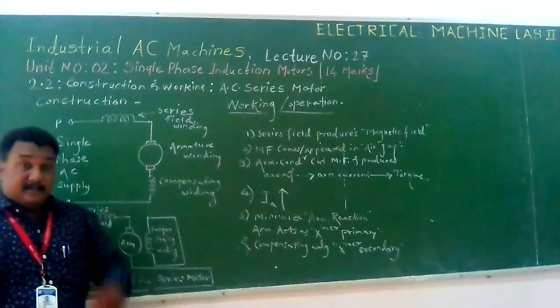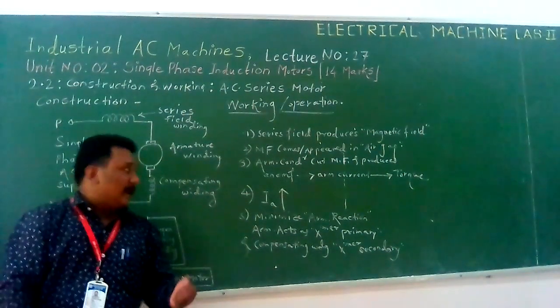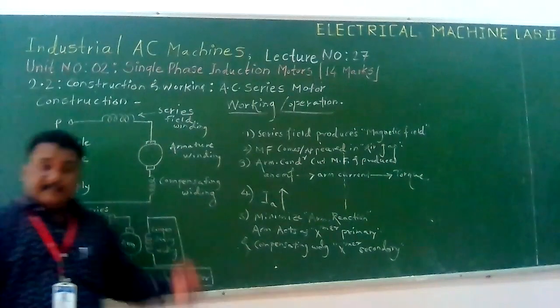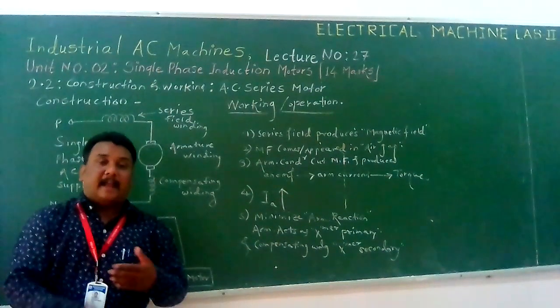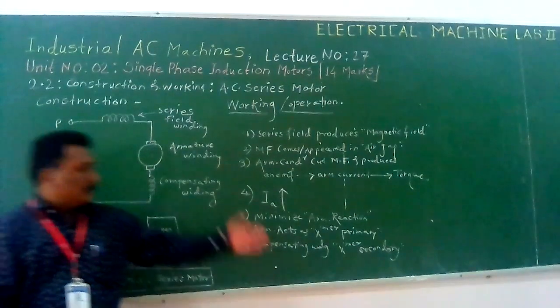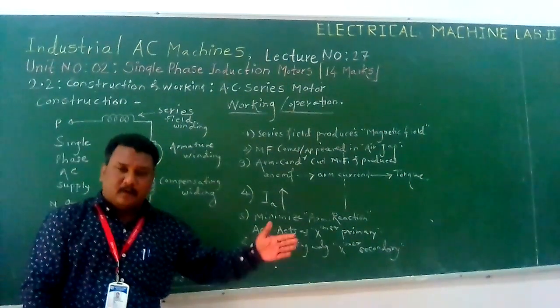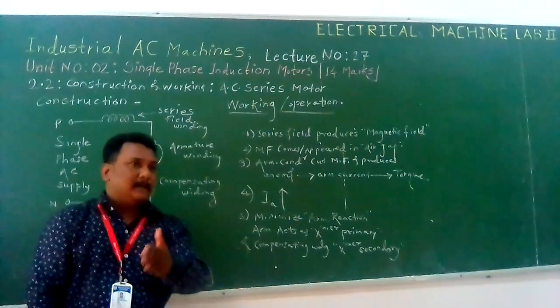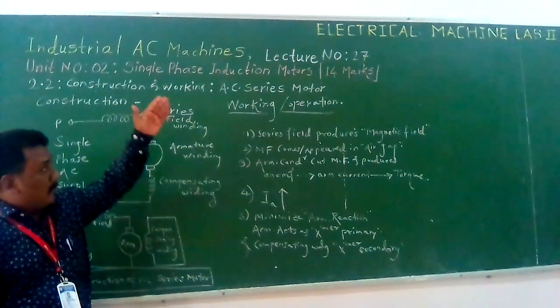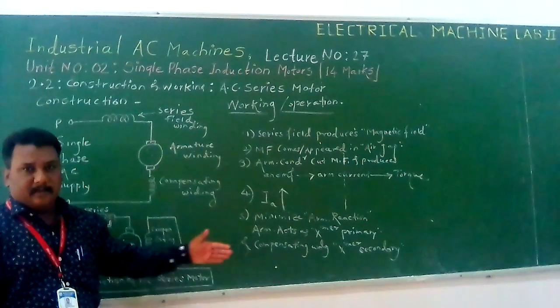So here the armature reaction effect gets neutralized and the AC series motor runs smoothly, and there is no chance of armature reaction happening, meaning the overall operation is very smooth. So this is the working or operation of the AC series motor.